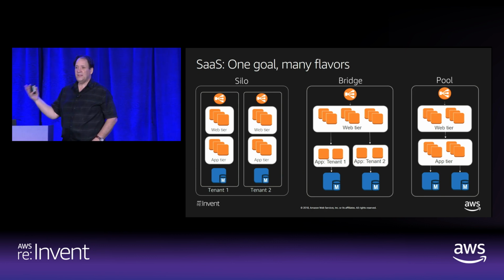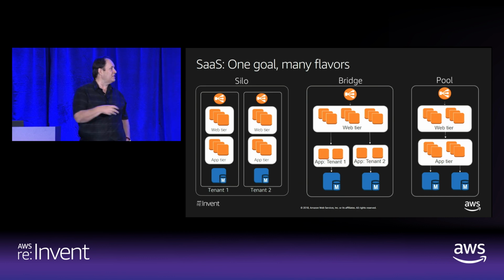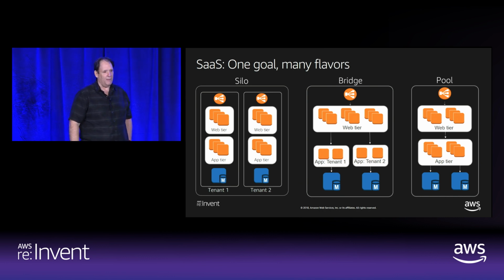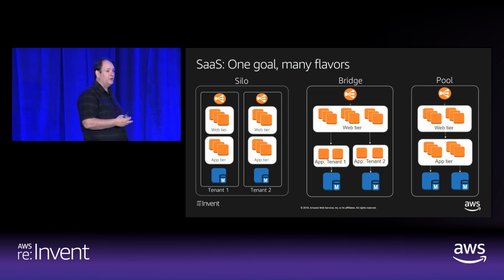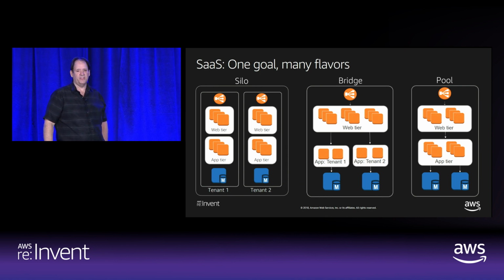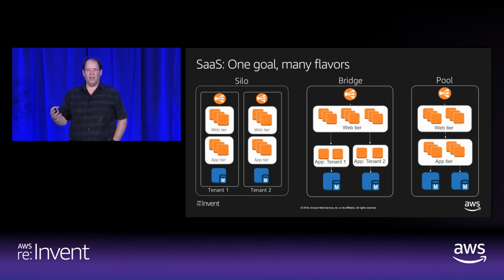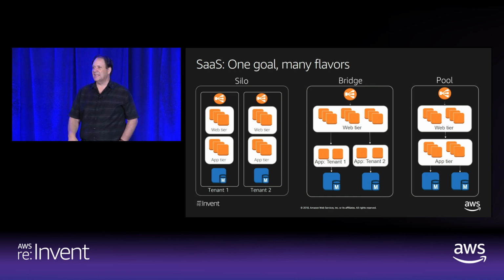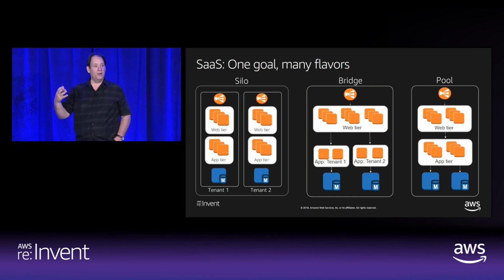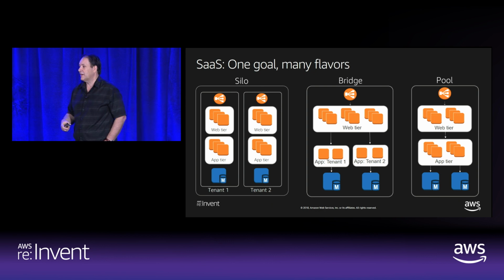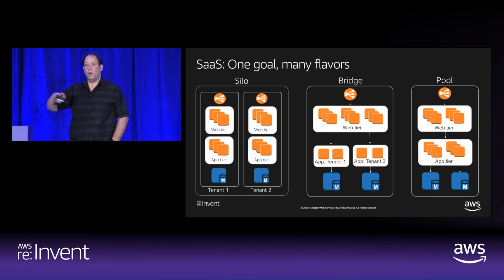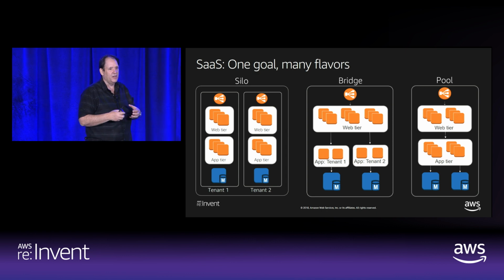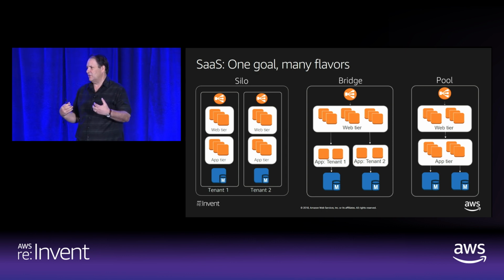One of the things we talk about all the time when we talk about SaaS environments is these different flavors of SaaS. As you work with different environments and different partners, what you find is there are some pretty common patterns out there. We use this language of silo, bridge, and pool to classify how people are building their architecture or parts of their architecture. When we talk about a siloed environment, what we're really saying is that some part of your architecture is separated for each of the tenants in your environment.